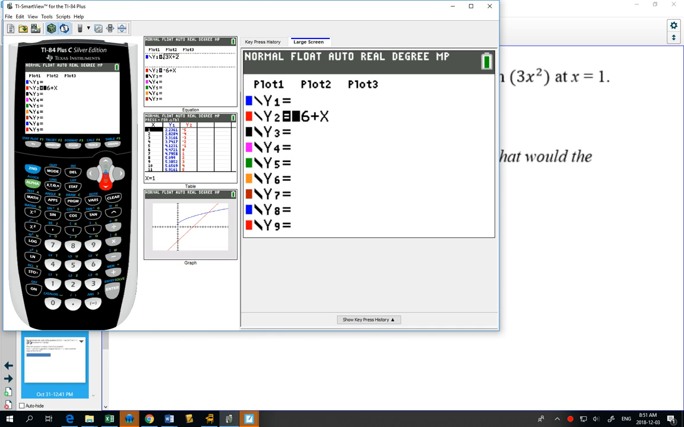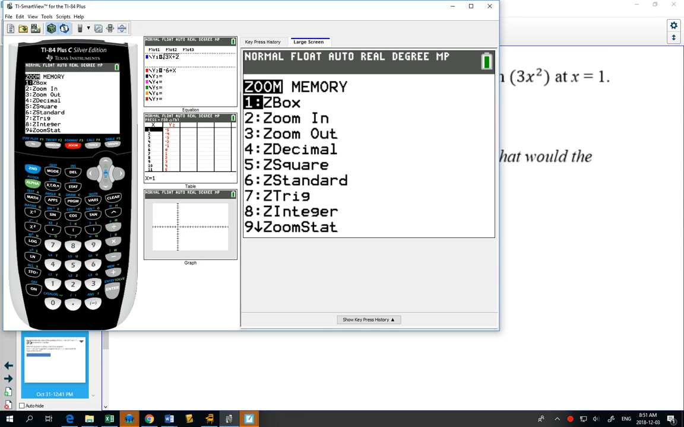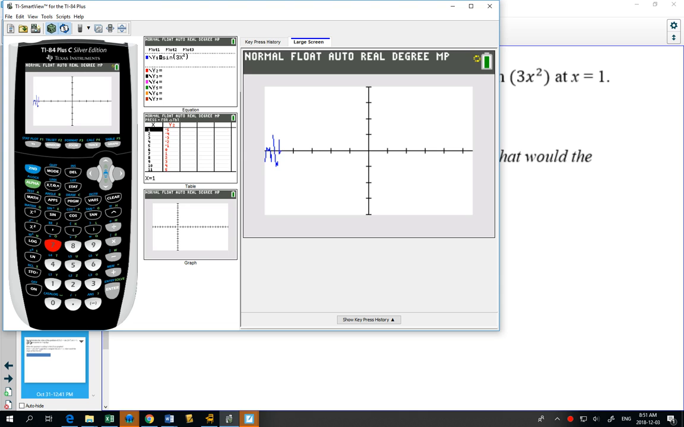So I'm going to clear out. We have sine of 3x squared. Zoom to trig. Have a look at this graph. Huh. It's exactly what I thought it would look like.